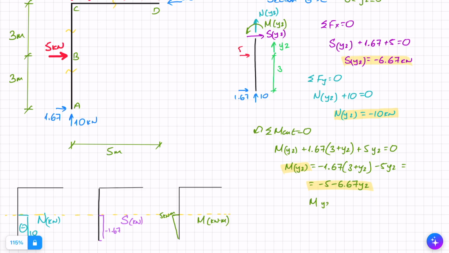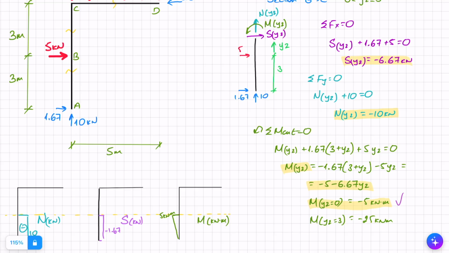Two points that I want to find here. What happens when y2 equals 0? So that's exactly point B. And what happens when y2 equals 3? So that I'm at point C. When y2 equals 0, I get minus 5 kilonewton meters, which is exactly what I got before, because there's been no jump in moment, there's no reason for the moment to change. That's great. And when I get to 3 meters, I get here minus 25 kilonewton meters.